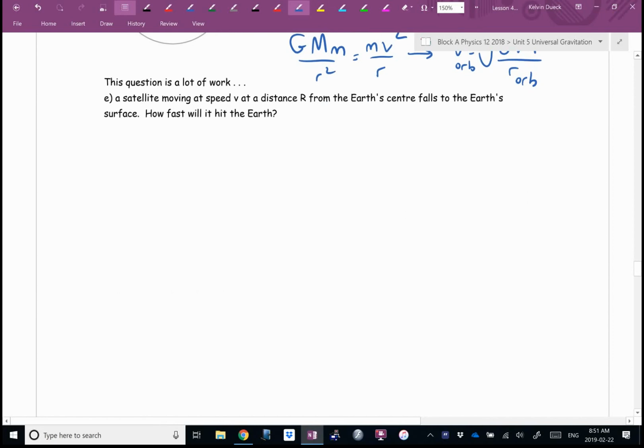E. A satellite moving at speed v at a distance big R from the Earth center falls to the Earth's surface. How fast will it hit the Earth? How would I calculate that? Work? Colby, did this question mention the word work? Do you see the word work anywhere in this part E? Don't use work. So how would I solve this one? What approach would I use?